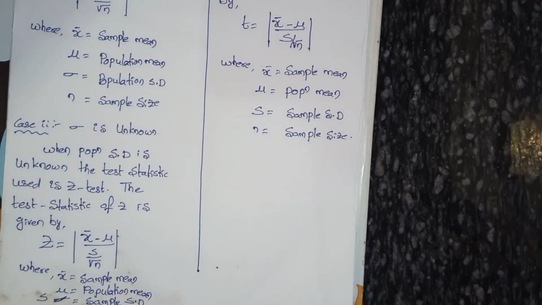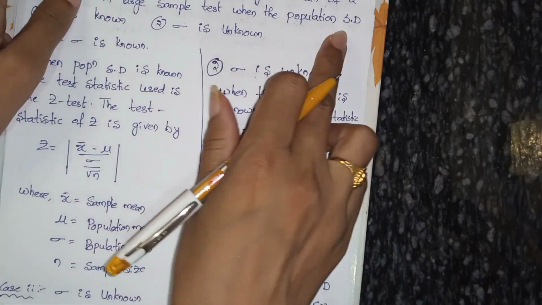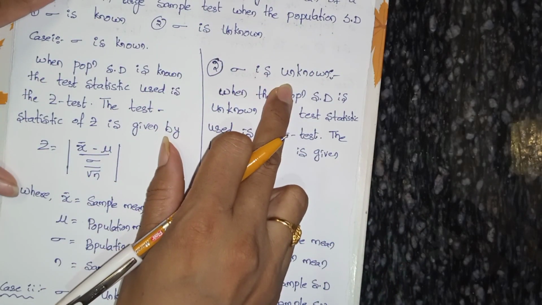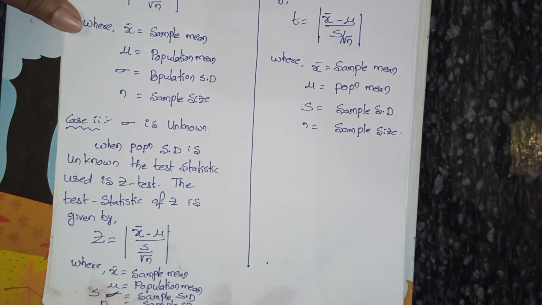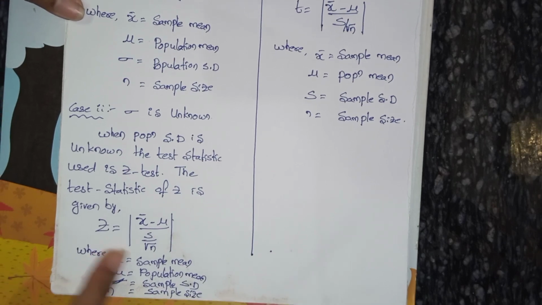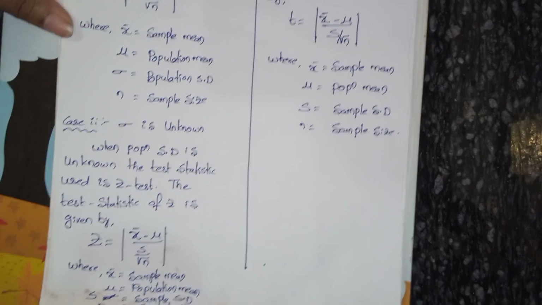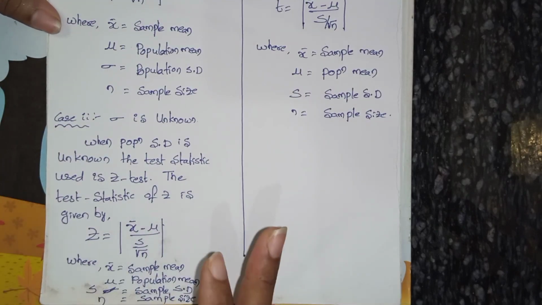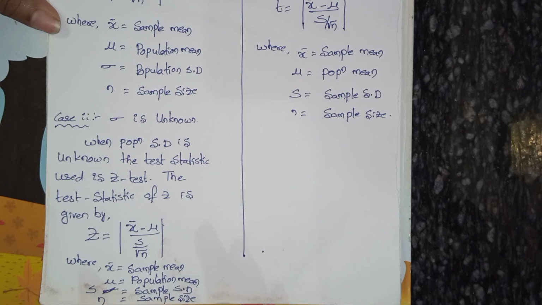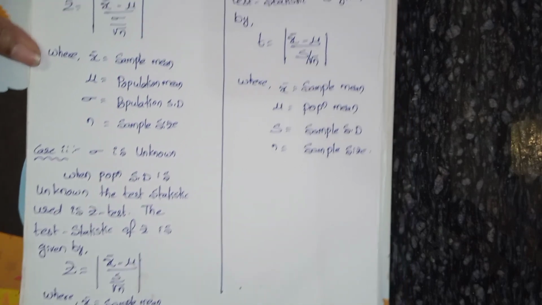Remember one thing: when the population standard deviation is unknown, though it is a large sample, we can use the t-test. If you use the z-test also, nothing happens. When the population standard deviation is not given, they may give the sample standard deviation, that means the s value. So you can perform either the t-test or the z-test. There is no change in the result; the conclusion will be the same.